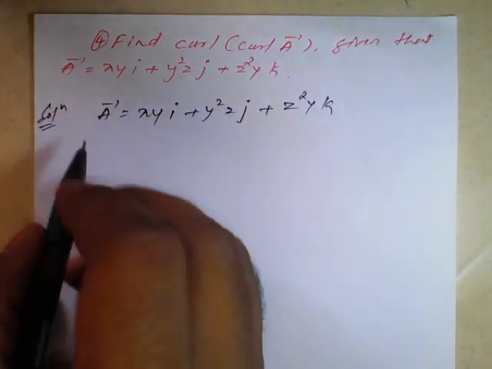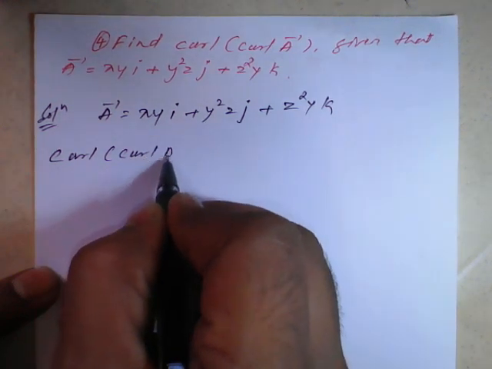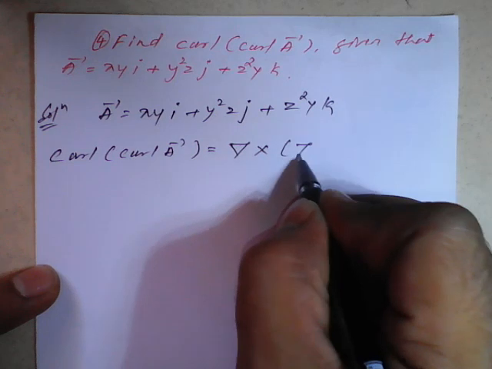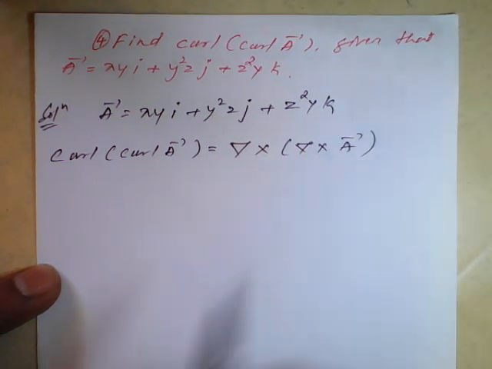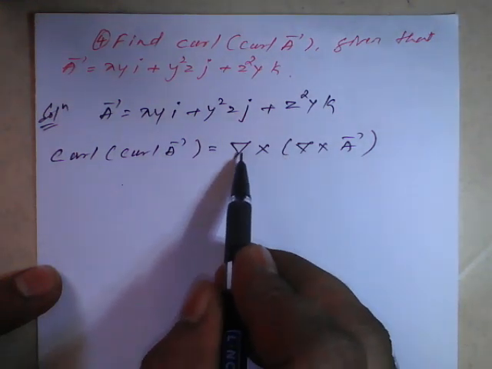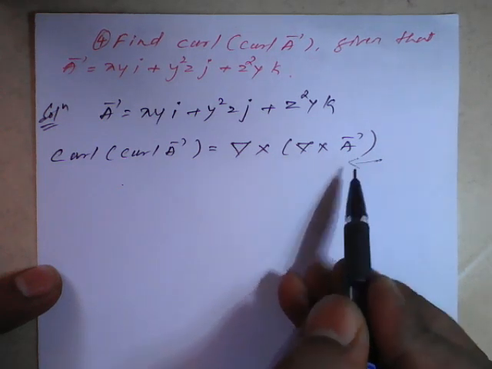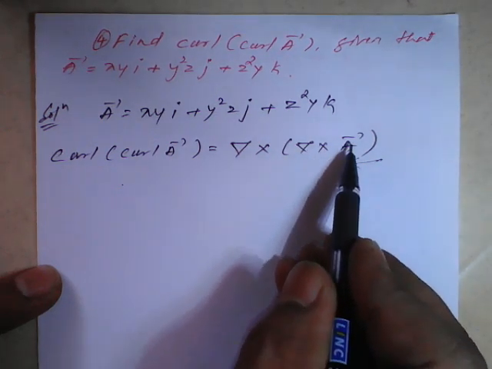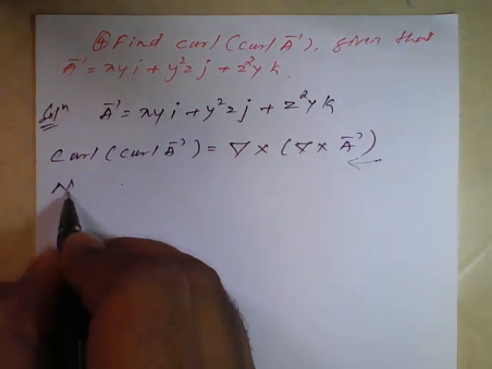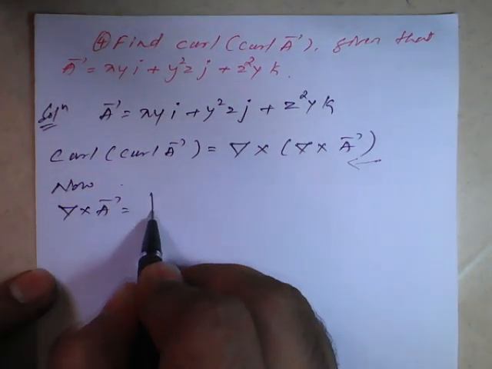So the curl of vector A, symbolically, curl means del cross vector A, which we need to calculate. This is the word for what your symbol form represents. So we need to find del cross of vector A. We will start from left onwards. First we'll find del cross vector A, and this result again will go for del cross this result. So we'll first find del cross vector A, which is nothing but the determinant.